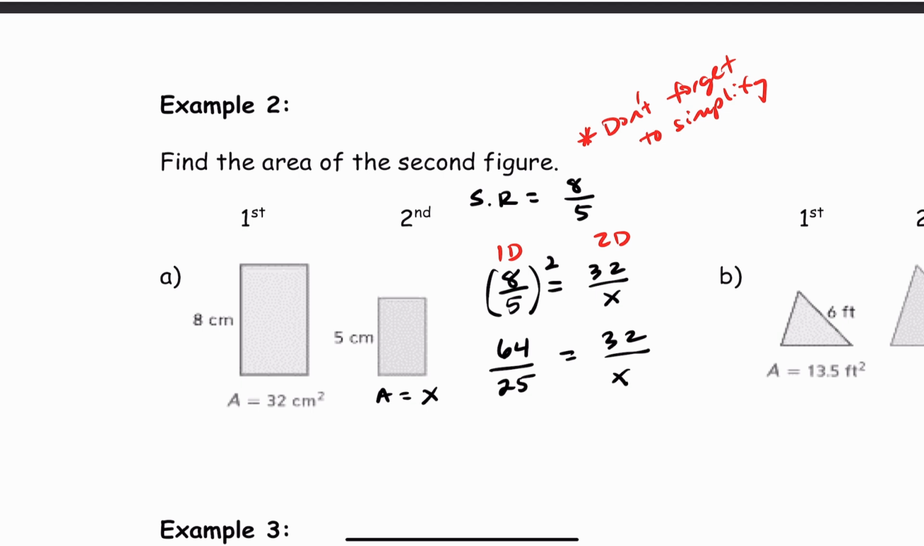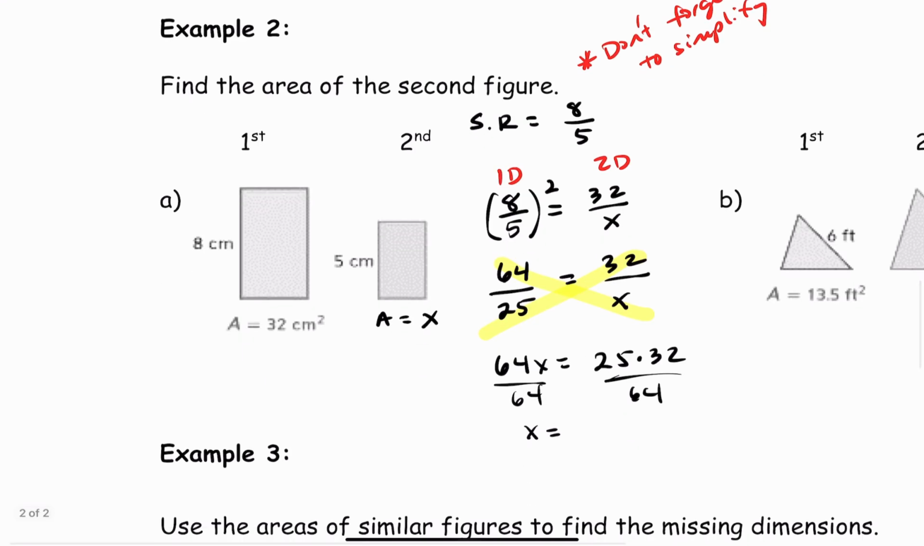What should I do here? Cross multiply. So I have 64x equals 25 times 32. What should I do on both sides? Divide by 64. And then x is, I'm going to give it to you, it's going to be 12.5. So the area is 12.5 what? Square centimeters, all right? Any questions about this one?